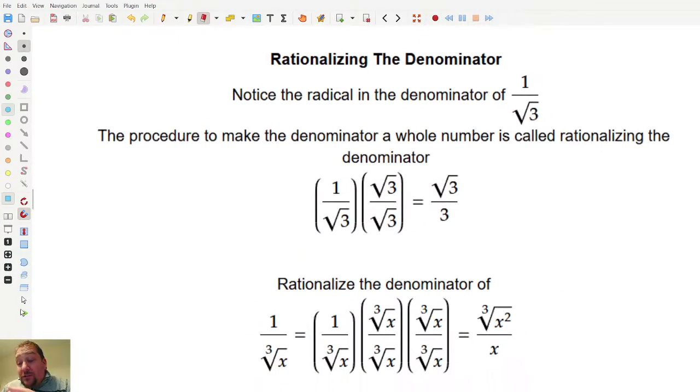one might argue it's not super important anymore, but there are patterns and neat curiosities that still fall out from this process if you take a class in trigonometry, pre-calculus, and even calculus. Furthermore, it's part of the curriculum that we have to go over. So back to the main point: rationalizing the denominator is a procedure that makes the denominator, the bottom part, a whole number.